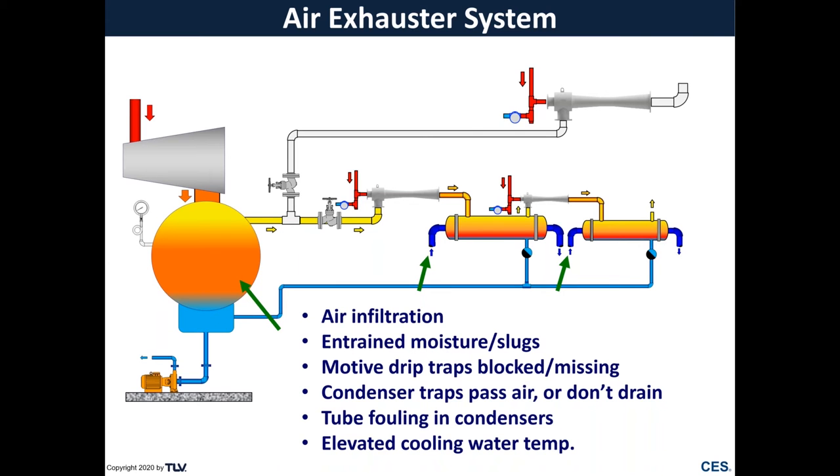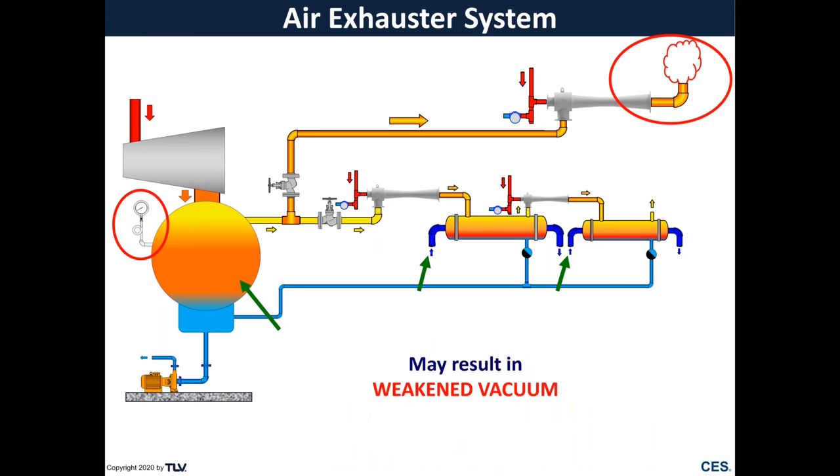Any of these issues can ultimately lead to a weaker vacuum in the condenser, and the usual reaction by operations is to open the hogger jet to remove air from the system.